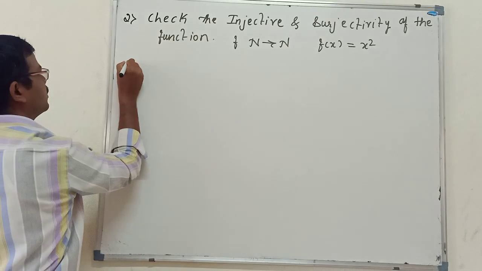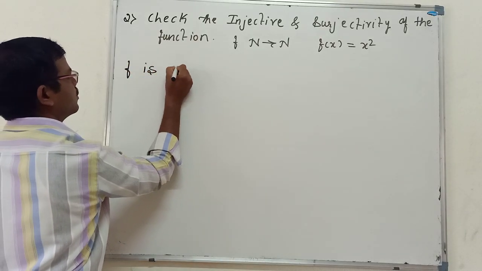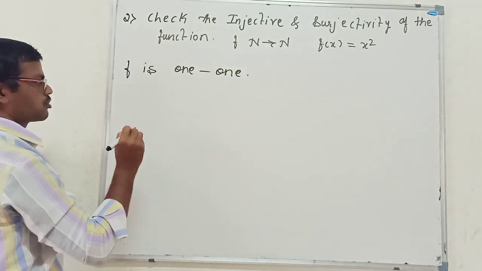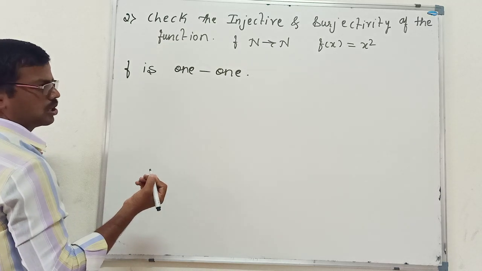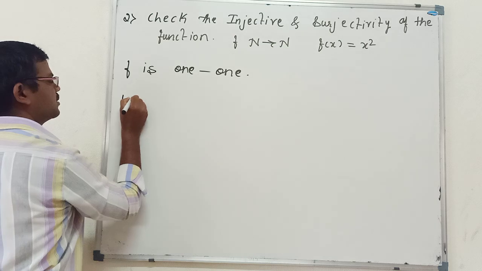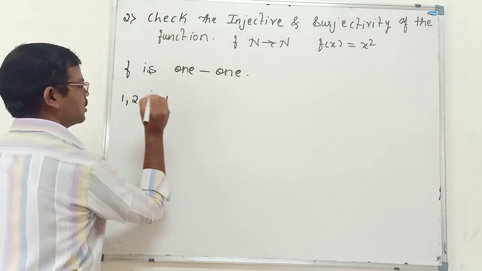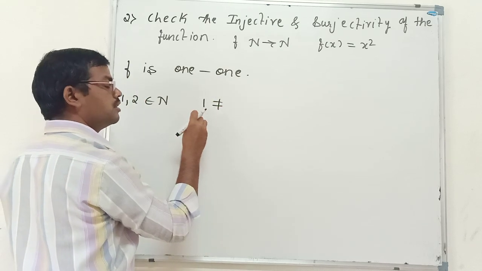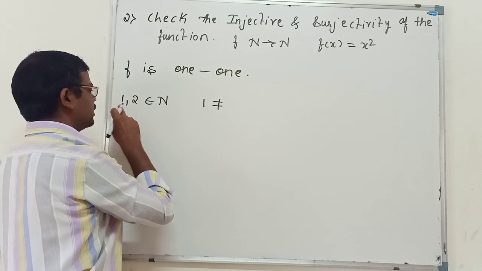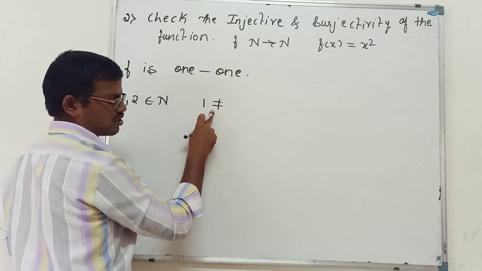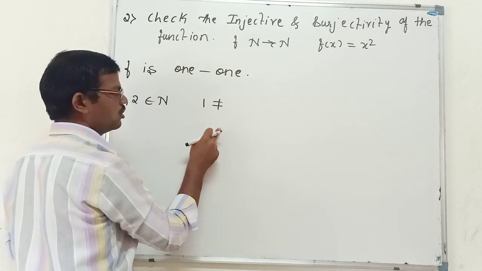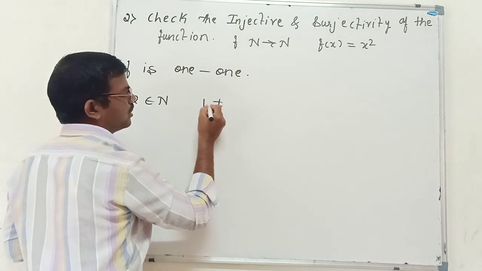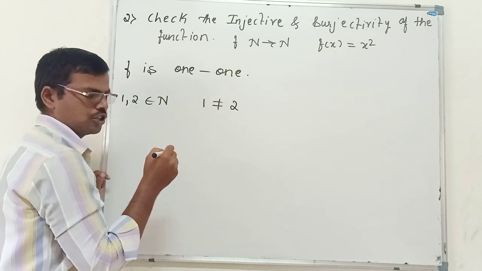So first, we check whether f is 1-1. What is the natural number? Let me take a simple example: 1, 2 belong to the natural numbers. Whether they are different or not. If you take particular elements, use the contradiction method; if you take arbitrary elements, use the equal image method. 1 is not equal to 2.